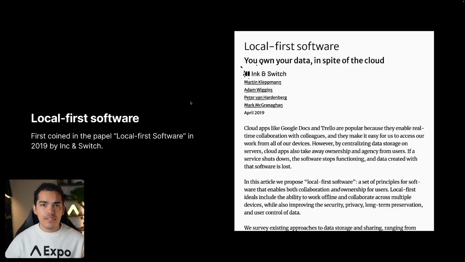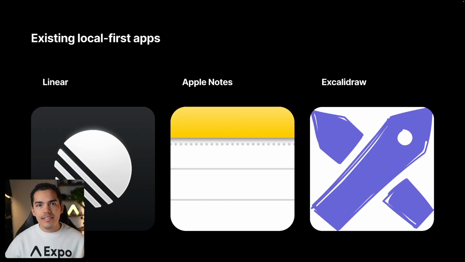So what is local first? The term local first was first coined in the paper Local First Software by the research lab Ink and Switch, but the ideas behind it have been around for a long time. It's the architecture that powers some of our favorite apps like Linear, Superhuman, SQLite Draw, and Apple Notes.